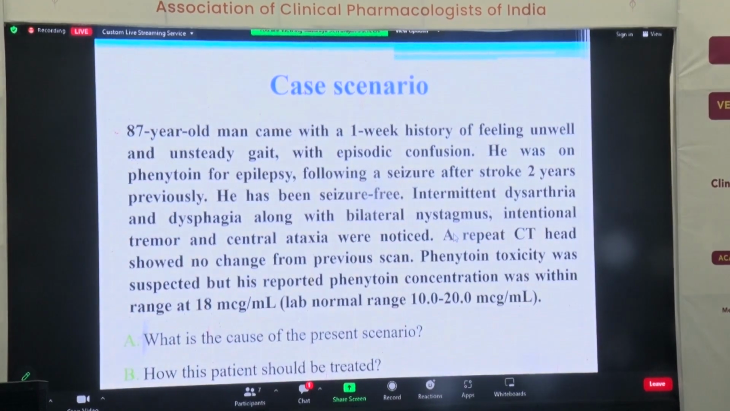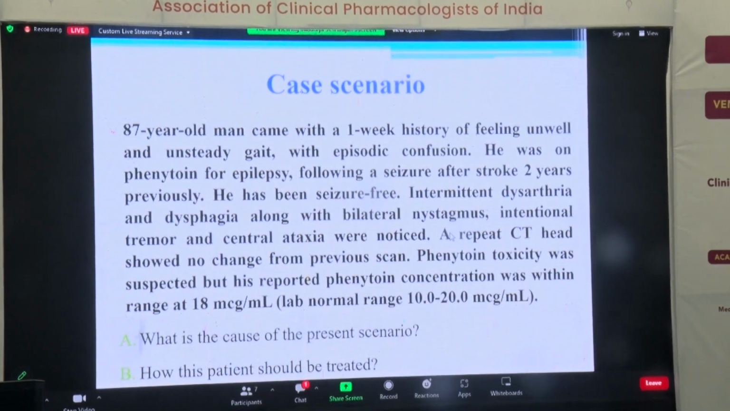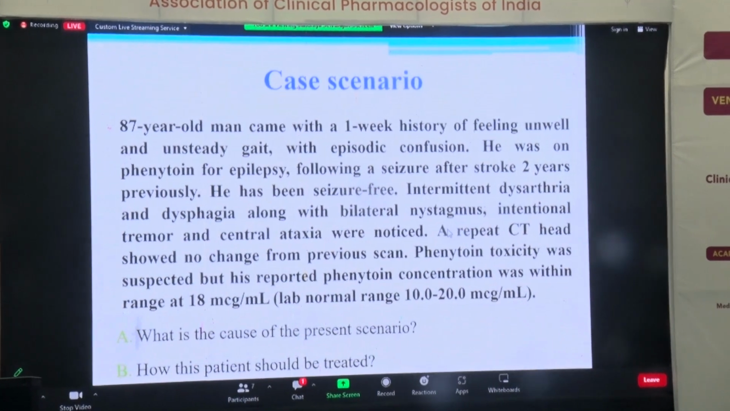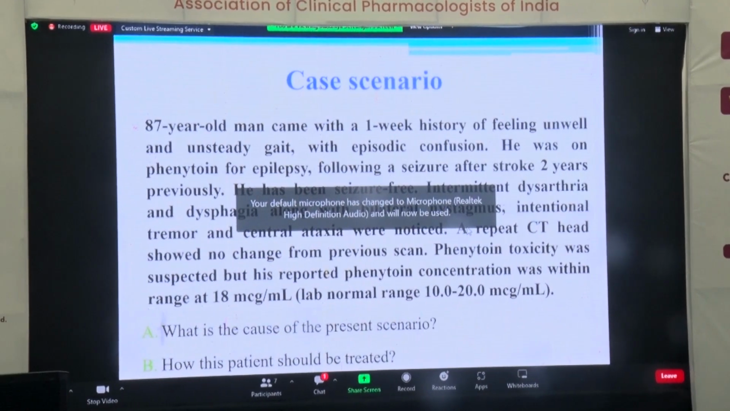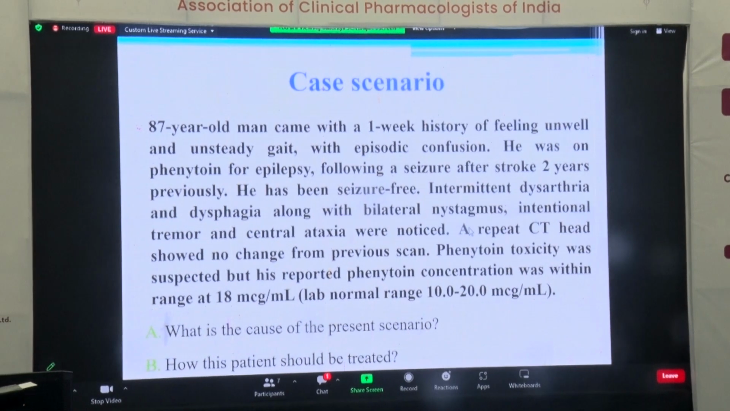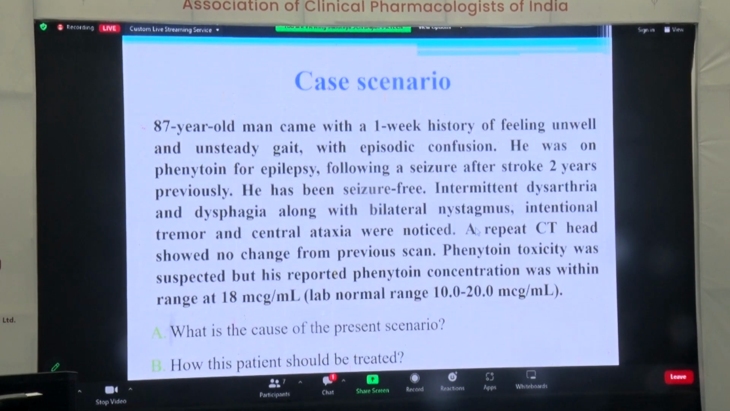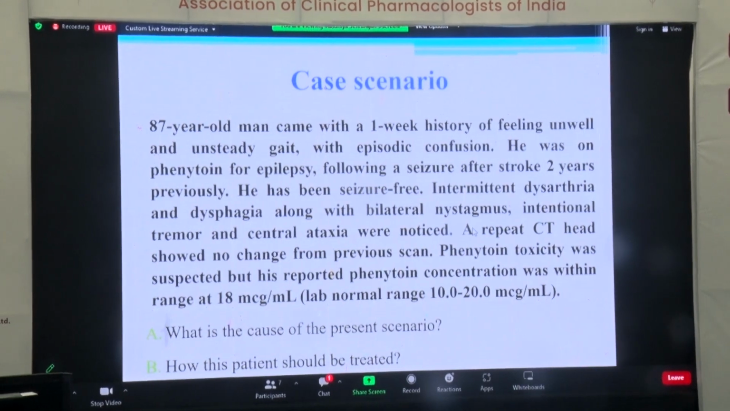All other parameters were normal. Complete hemogram and other routine biochemistry parameters: only albumin level was low. However, free phenytoin concentration could not be measured for this patient. But based on the low albumin level, it was suspected it could have been phenytoin toxicity, and the dose was reduced further. Subsequently, he became all right.